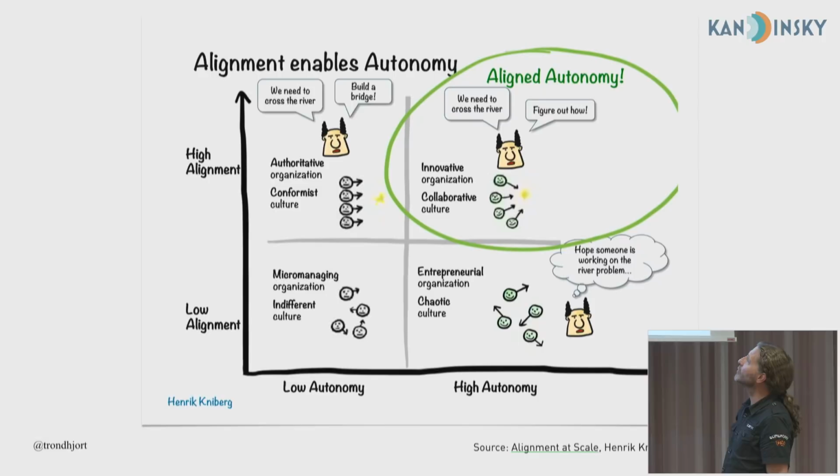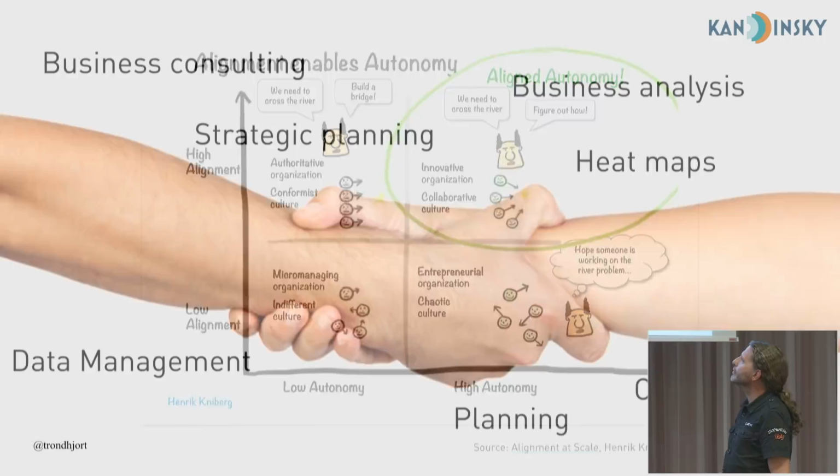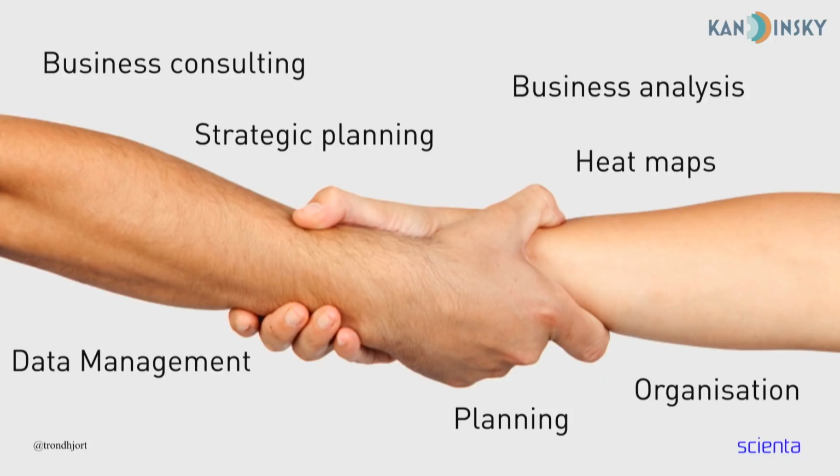So this is a magical quadrant. In the top right, the team knows they are aligned with the strategy. They know where they belong in that capability, for example. They know what part of the strategic map they are in. And they are autonomous to do whatever they want, product mode. Right. I think that was a brilliant insight when I managed to join those two.